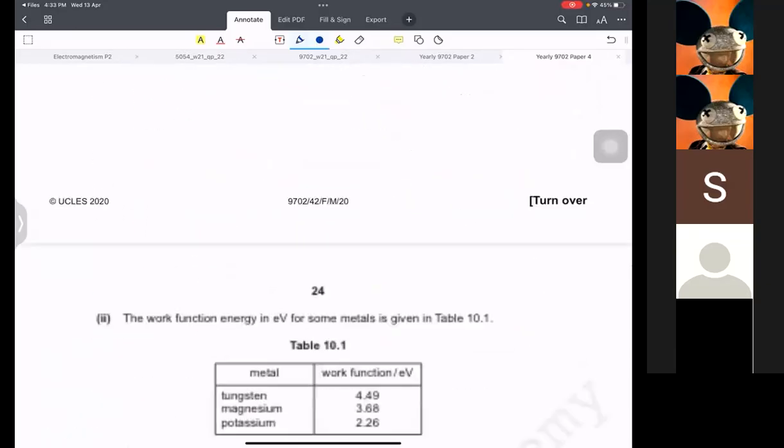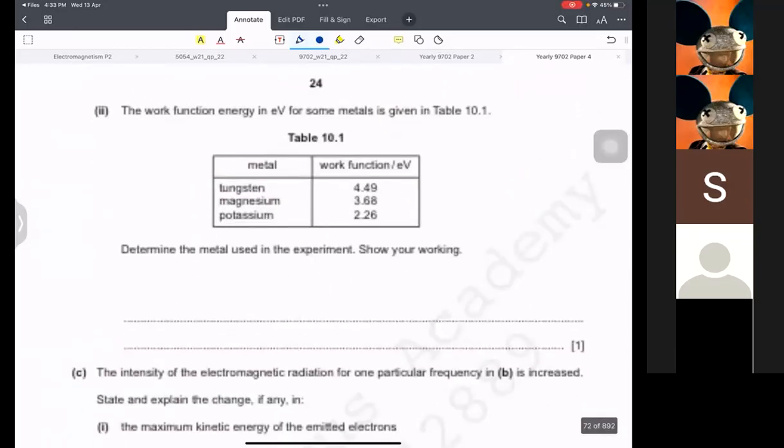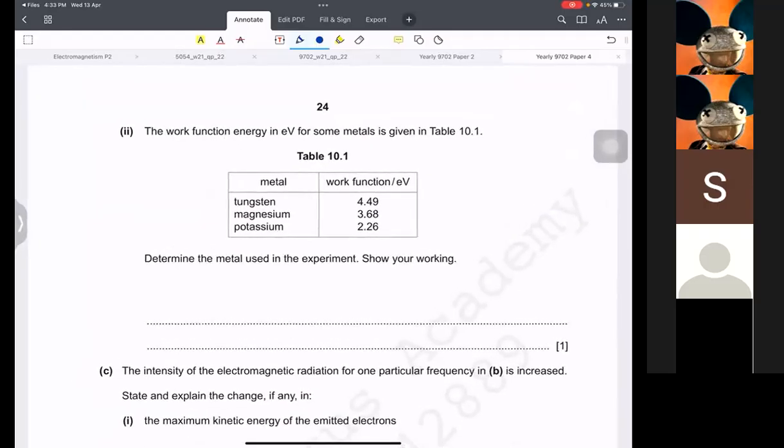Okay, good. Now it says determine the metal used in the experiment, show your working. So they have given the work function in eV. Now you only need to convert this into eV. 3.6 times 10 raised to minus 19, this is what it gave me. So 1 eV equals 1.6 times 10 raised to minus 19. Then how many eV would be 3.6 times 10 raised to minus 19? Cross multiply, and it would be 2.3 eV. So the answer will be potassium.